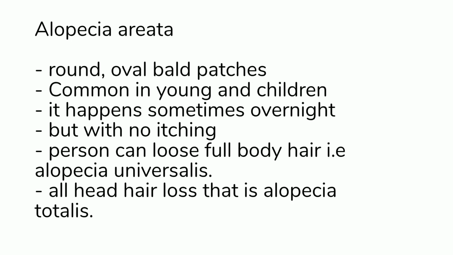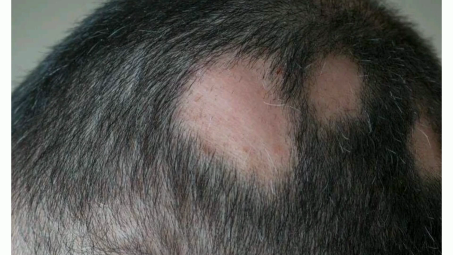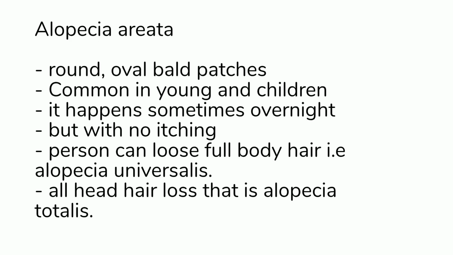Now we will see alopecia areata. It is a well-defined round or oval bald patch that occurs on the scalp. That means in a certain area, in a round or oval shape, the hair will fall, sometimes overnight. It is common in young people, adults and children. There will be no itching. All hair can be lost.